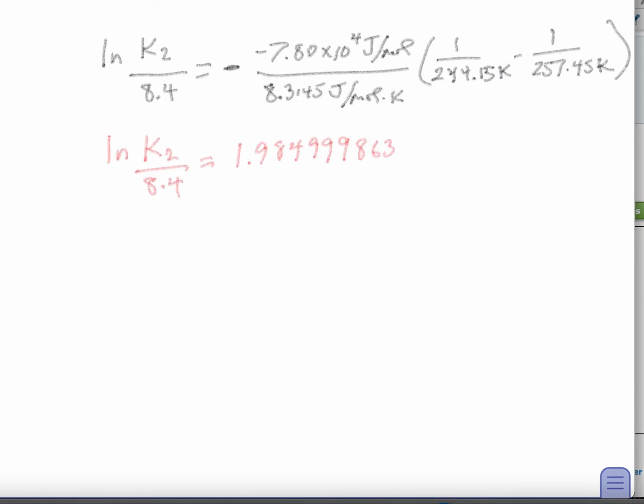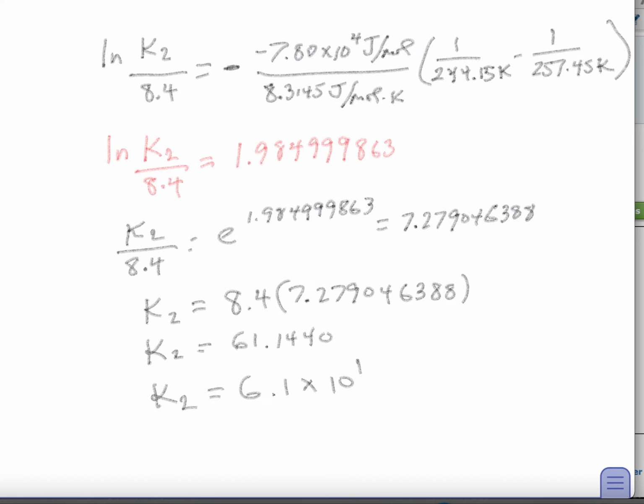All right, so I simply did the algebra, ugly, and I got the natural log of K2 over 8.4 equals 1.98. So to get rid of the natural log, I'm going to have to take e to the x. The 1.984 is the x in e to the x. You have an e to the x button on your calculator. So K2 over 8.4 is e to the 1.98, which gives you 7.2. And then I just multiplied by the 8.4, and I found that my K2, they asked for two significant digits, was 6.1 times 10 to the 1.